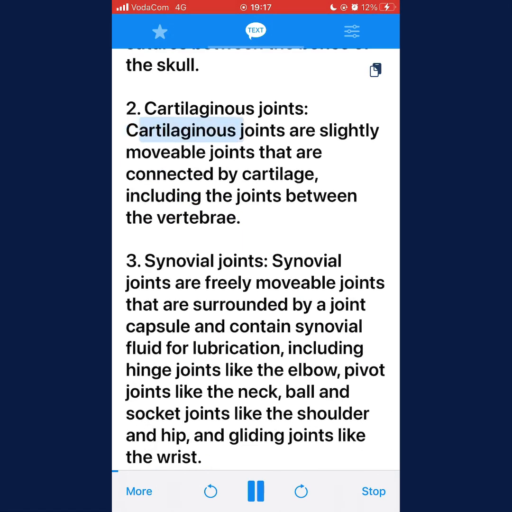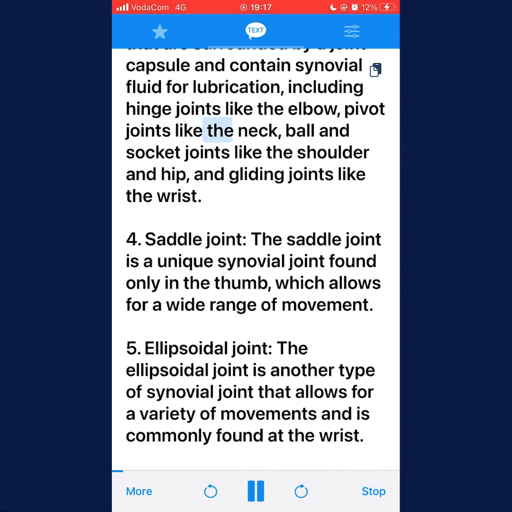Cartilaginous joints are slightly movable joints that are connected by cartilage, including the joints between the vertebrae. 3. Synovial joints. Synovial joints are freely movable joints that are surrounded by a joint capsule and contain synovial fluid for lubrication, including hinge joints like the elbow, pivot joints like the neck, ball and socket joints like the shoulder and hip, and gliding joints like the wrist.